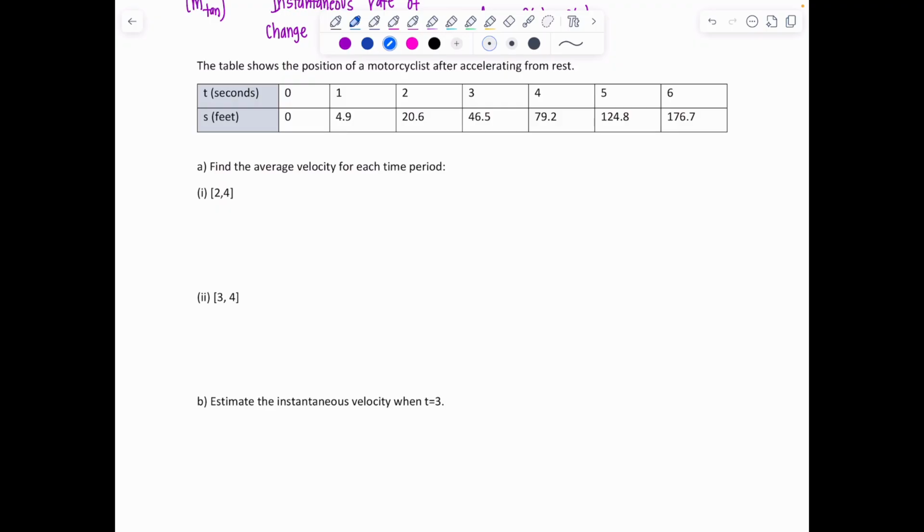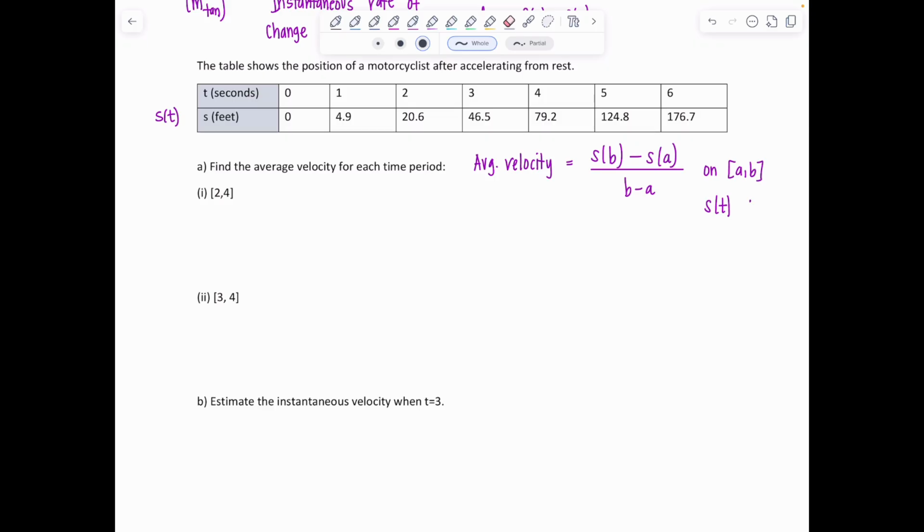So find the average velocity for each time period. So we're first going to look at the interval from 2 to 4 and then 3 to 4. So average velocity, remember, average velocity is the average rate of change of the position function. So if S is measuring the position, average velocity would be S of b minus S of a over b minus a on the interval from a to b when S of t measures position. I'll just say position, not displacement. That's something else. Pretend I didn't say that.